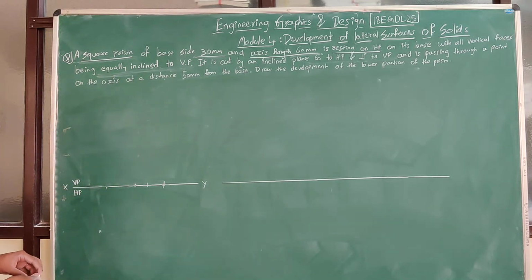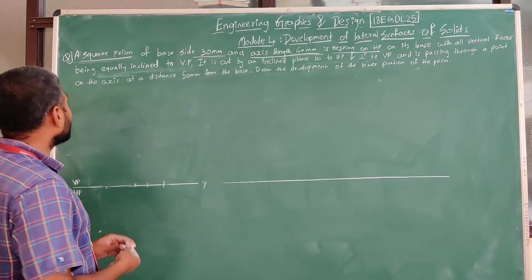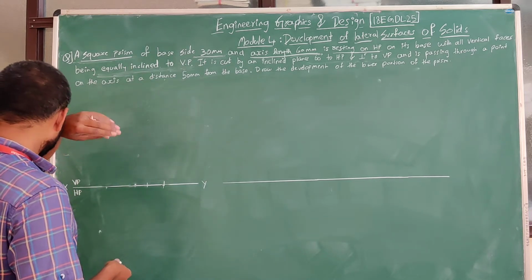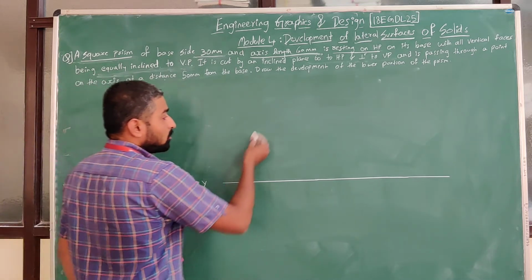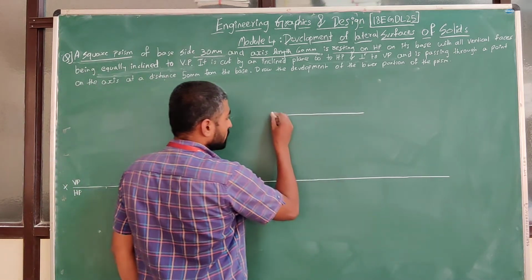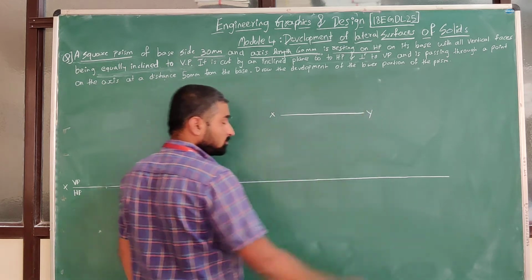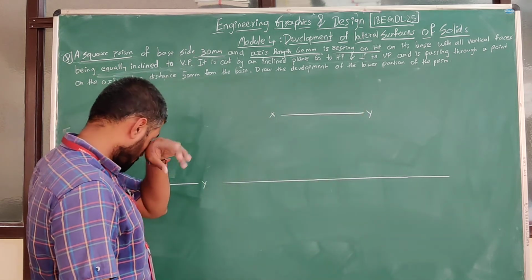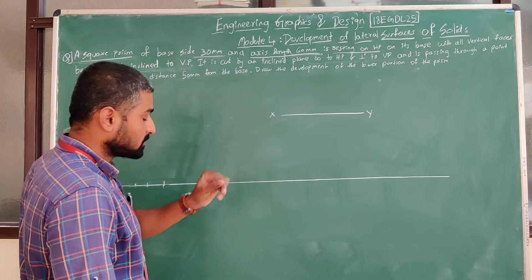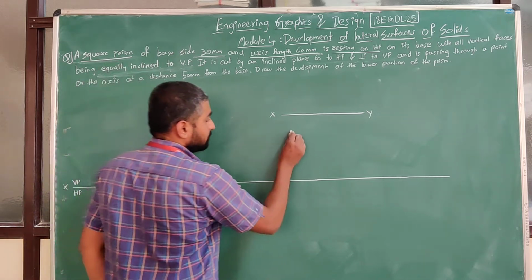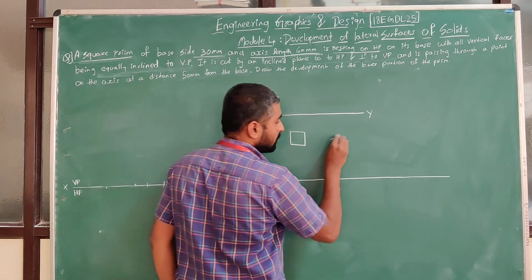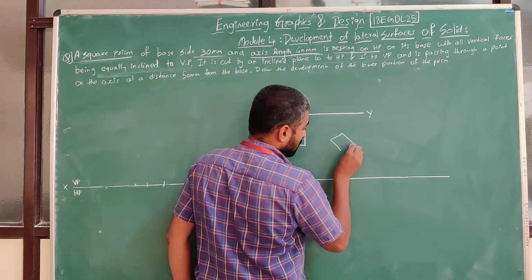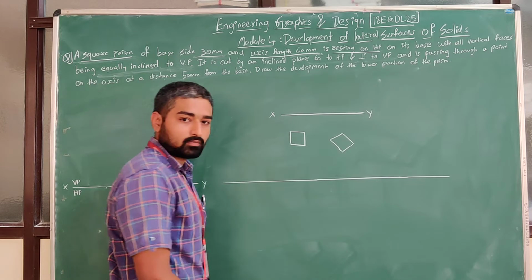Okay, so here you can see that they are saying it is resting on HP on its base with all the vertical faces equally inclined to VP. All the faces equally inclined to VP means what? Here I'm going to show you a simple example. When we draw this square prism, we get two types: one resting on the edge, and one resting on the corner, right?